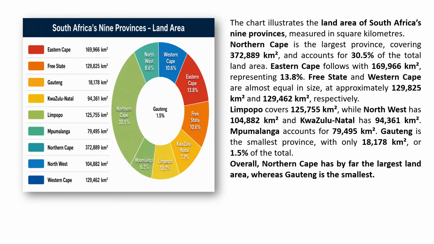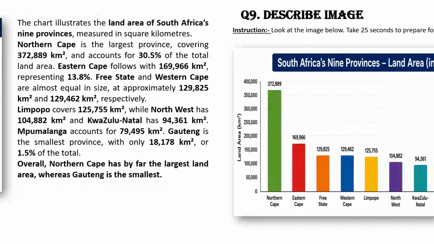94,361 square kilometers. Mpumalanga accounts for 79,495 square kilometers. Gauteng is the smallest province, with only 18,178 square kilometers, or 1.5% of the total. Overall, Northern Cape has by far the largest land area, whereas Gauteng is the smallest.